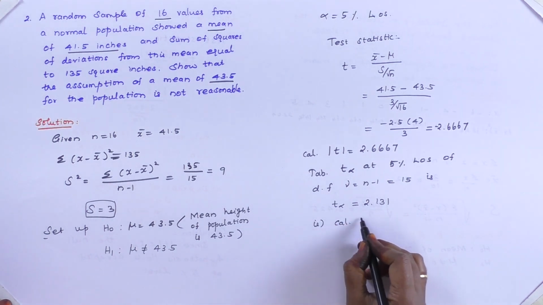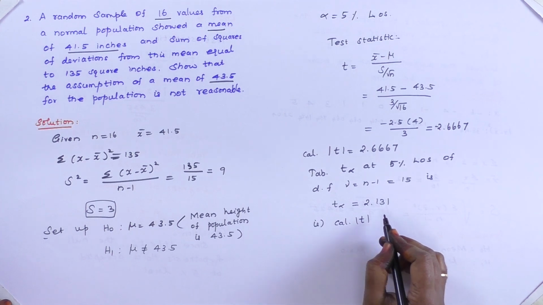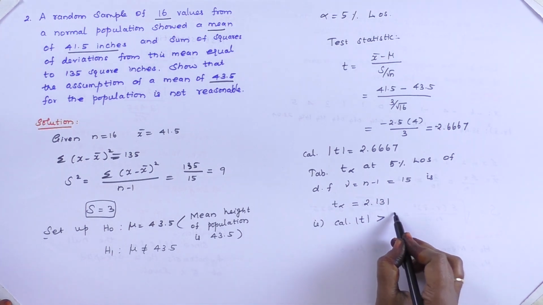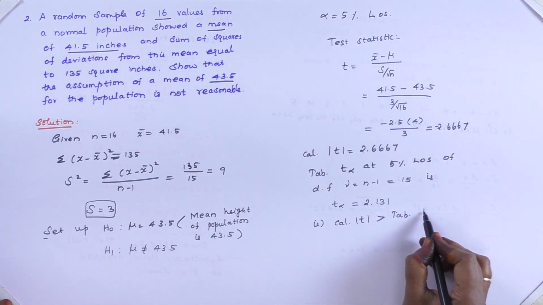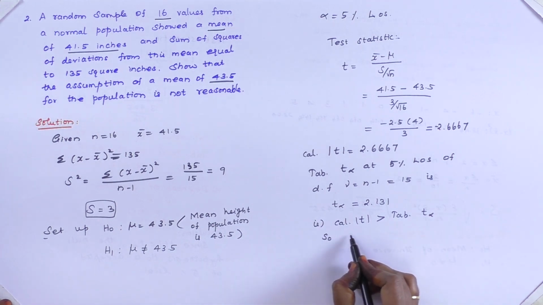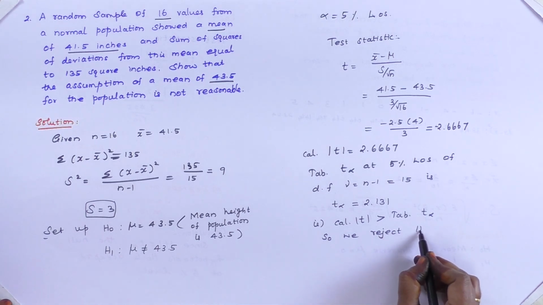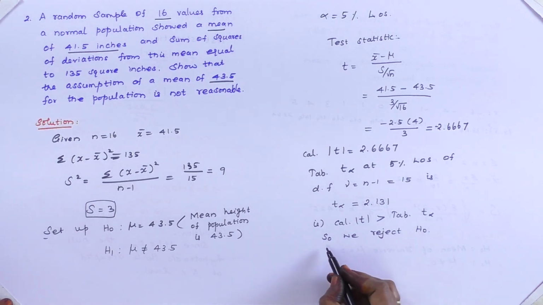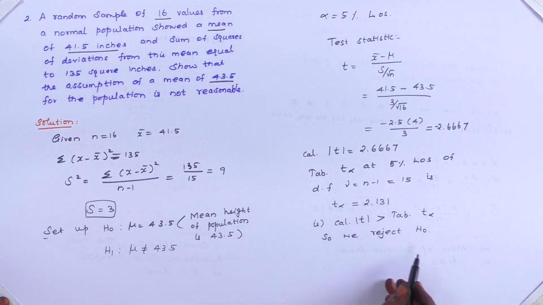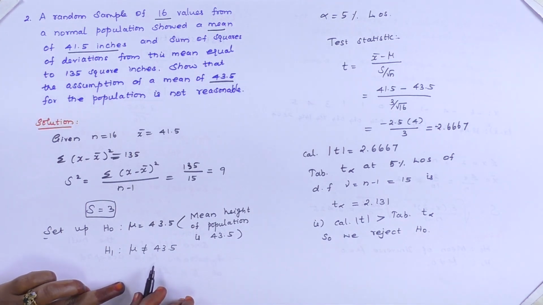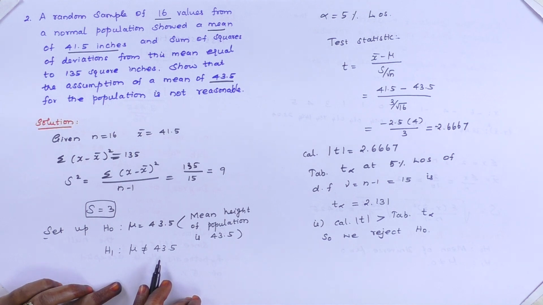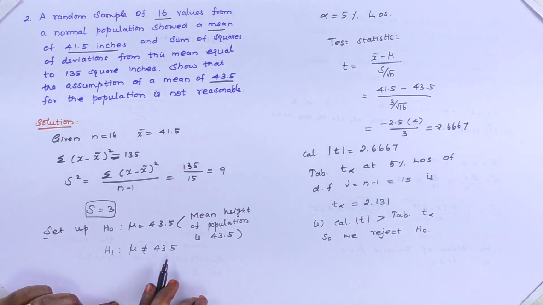Now comparing the calculated value with the tabulated value of T, the calculated value of T is greater than the tabulated value of T. So we reject H0 and accept H1. Our H1 is that the mean height of the population is not equal to 43.5.